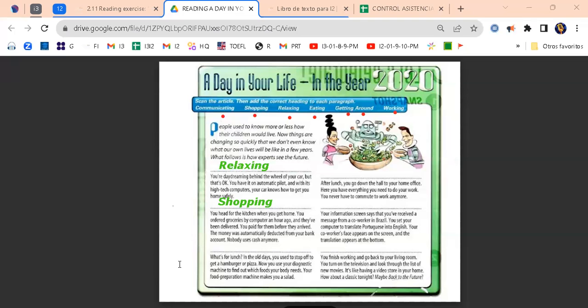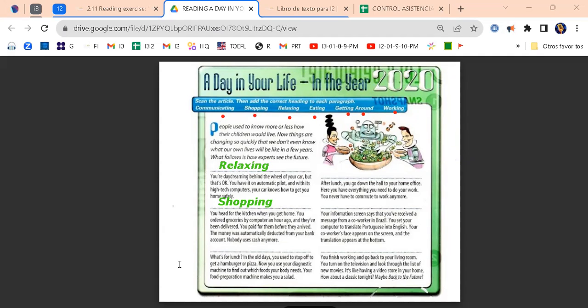Stop off means when you stop, and then you go and buy something for a short period of time, okay? So this is a short pause while you're going to another place. Es una pequeña parada, let's say. You used to stop off to get a hamburger or pizza. Now you use your diagnostic machine to find out which foods your body needs. It sounds crazy, right? Your food preparation machine makes you a salad. So what do you think about this paragraph?